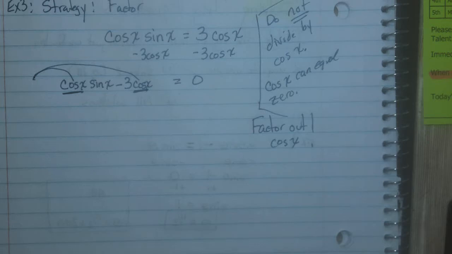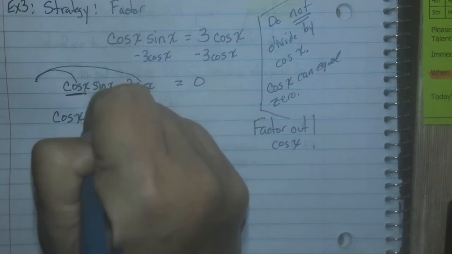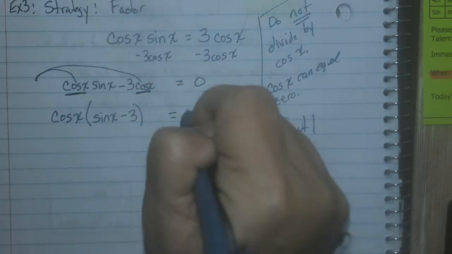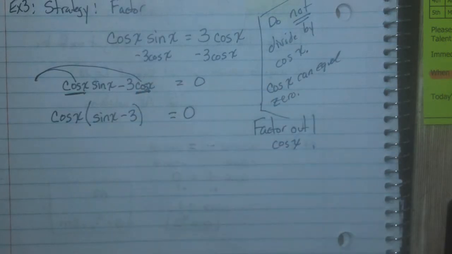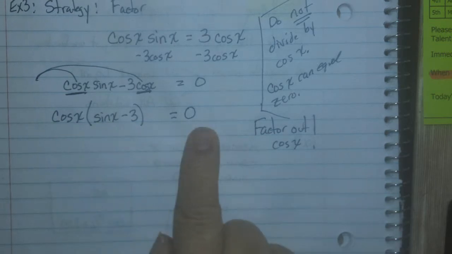Oftentimes when it looks like you want to do division, factoring that thing that you thought you could divide is what's going to be in its place. So if I factor out the cosine x, I have cosine x times sine x minus 3. And that is equal to 0. And now that is beautiful. The reason it's beautiful is because now I have 2 factors being equal to 0.